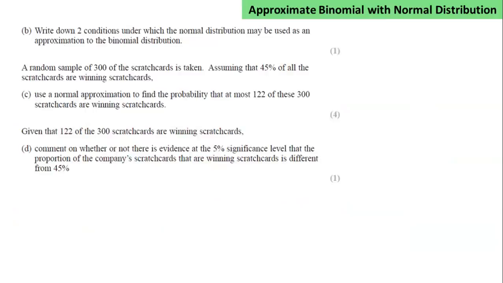Okay. The next part of the problem is about approximating a binomial with a normal distribution. So it says write down 2 conditions under which the normal distribution may be used as an approximation to the binomial distribution. Okay. These conditions are straightforward. The probability of success in the binomial needs to be close to 0.5. This is to ensure we have a symmetric distribution, and there needs to be a large number of trials.